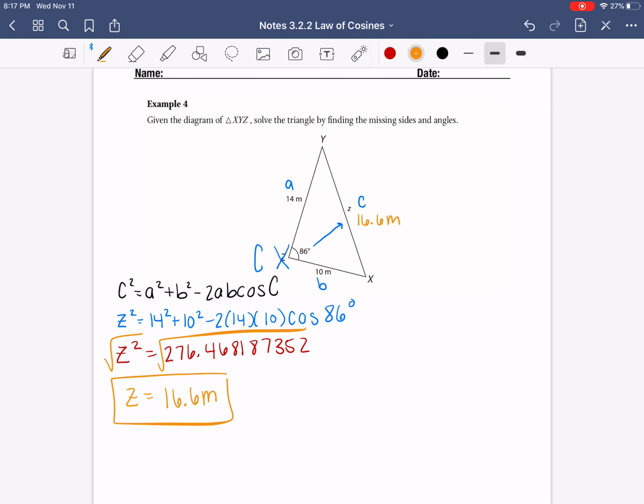Since this problem said solve the triangle, we now have all 3 sides, right? So that's good, we've done that. But we only have one angle, so we need to go find the other 2 angles. We can either find X or we can find Y. It does not matter which one. I'm going to go ahead and find X.